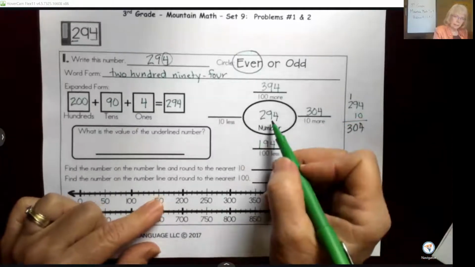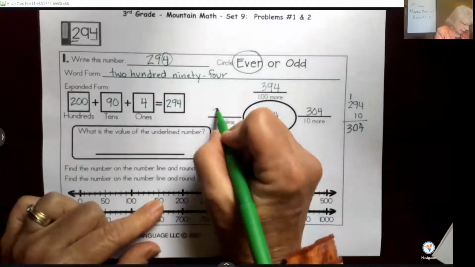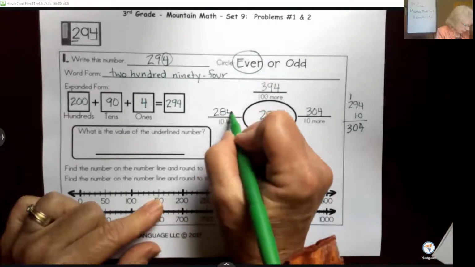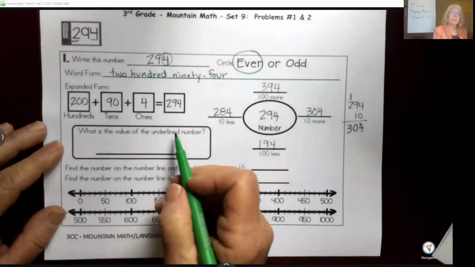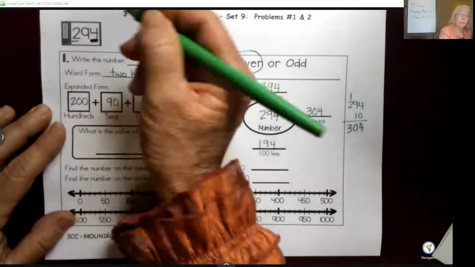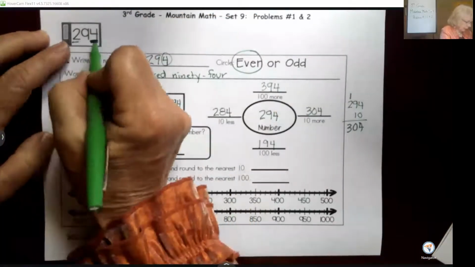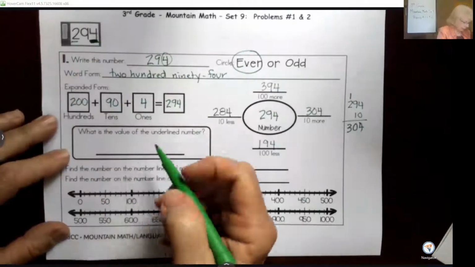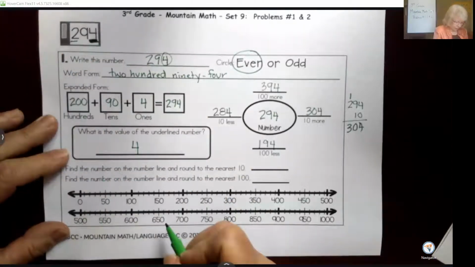10 less, a little easier. 1 less than 9 is 8. So we have 284. Then it says, what is the value of the underlined number? The underlined number up here is 4. That was my underline, but they had it there. And so the value of that is simply 4.